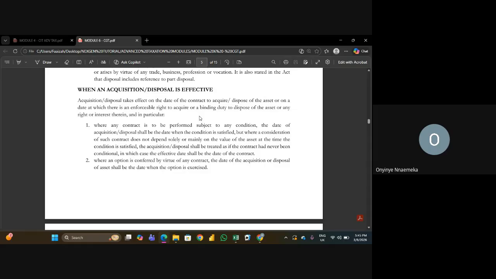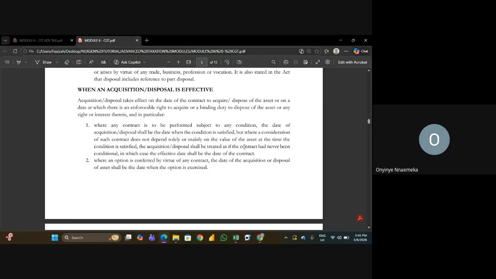You get? So is that the date that you actually do that thing, or the date that you are bound to do it? One of the two. I mean the earlier of the two then. So where any contract is to be performed subject to a condition, the date of acquisition or disposal shall be the date when the condition is satisfied. But where the consideration of the contract does not depend on the value of the assets at the time the condition is satisfied, the disposal shall be treated as if the contract had never been conditional, in which case the effective date shall be the date of the contract.